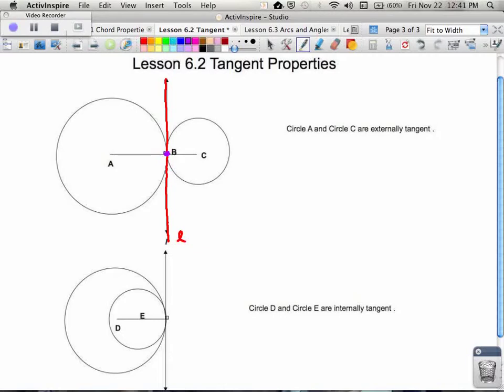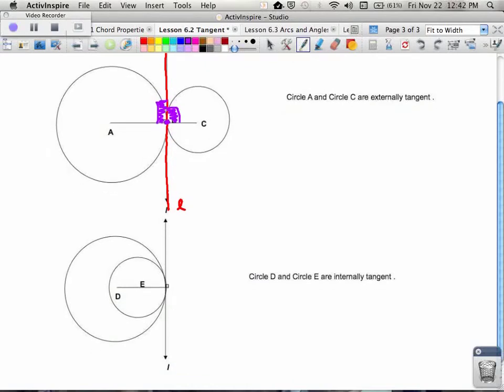Notice that we have two radii, radius CB and radius AB, which we also know when radii are drawn to a tangent, they create right angles. So I have two right angles here as well, which I could denote. And those top two circles are externally tangent, meaning they are not inside of each other.